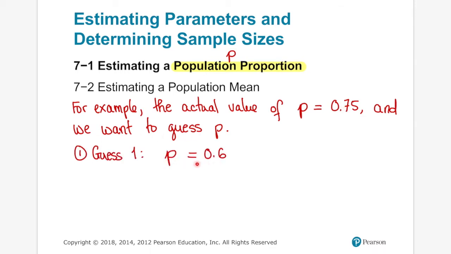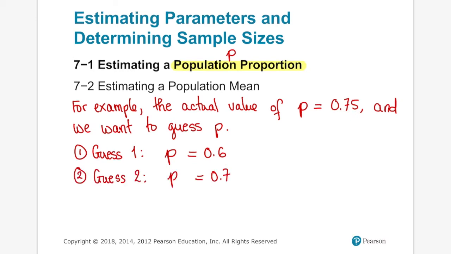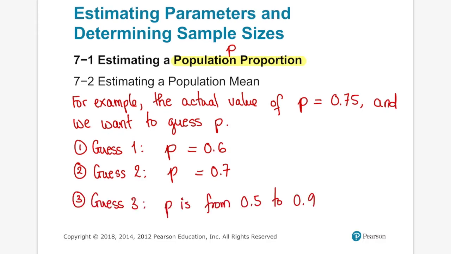If I guess P equals 0.6, this is not correct because P is 0.75. If I guess that P equals 0.7, I'm close, but I'm still not correct because P is 0.75. If I say P is any number from 0.5 to 0.9, I'm correct because 0.75 is in between 0.5 and 0.9. So this is correct because the interval that I'm given contains my P.